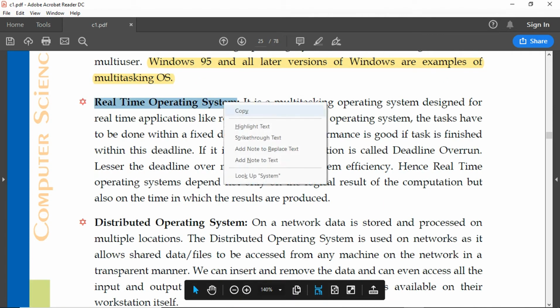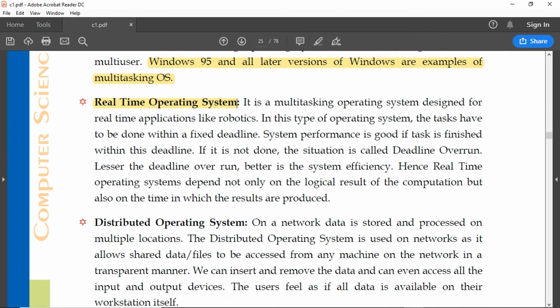Real-time operating system is a multitasking operating system designed for real-time applications like robotics. In this type of operating system, the tasks have to be done within a fixed deadline. System performance is good if the task is finished within this deadline. If it is not done, the situation is called deadline overrun. Lesser the deadline overrun, better is the system efficiency. Hence, real-time operating systems depend not only on the logical result of the computation but also on the time in which the results are produced.